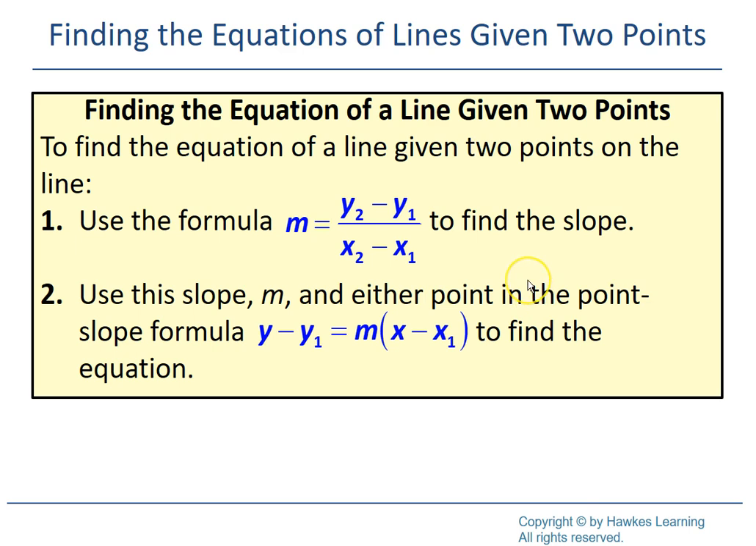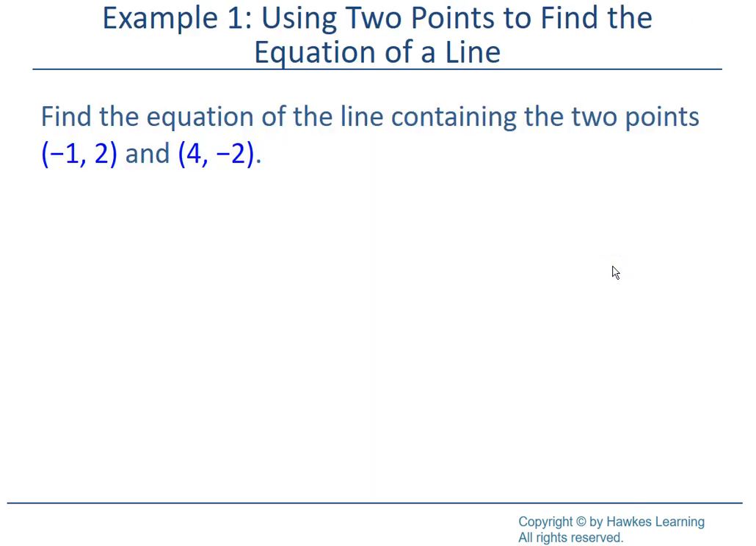Now, if you have 2 ordered pairs, we can find the slope using this formula that we used in the last section. Once we know the slope, which is m, in this point-slope form, and we know 1 point, y sub 1 and x sub 1, we can actually find the equation. So, let's work this out.